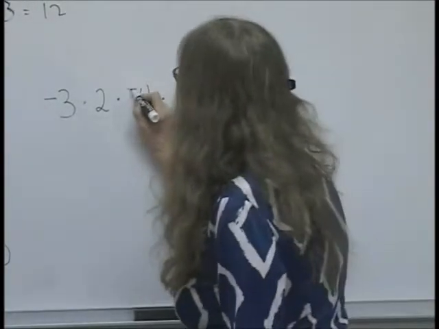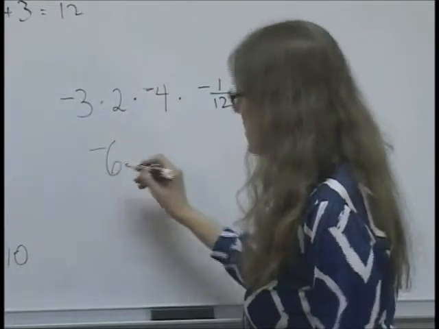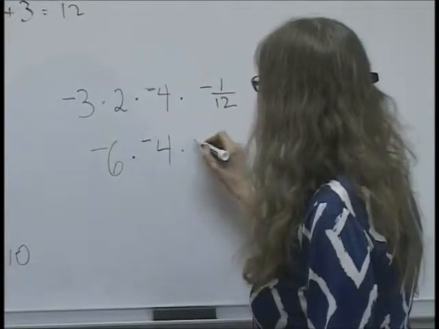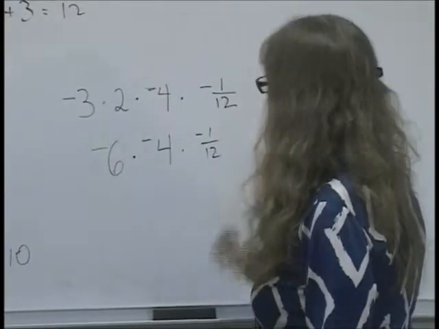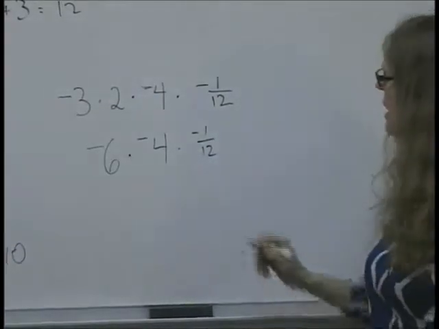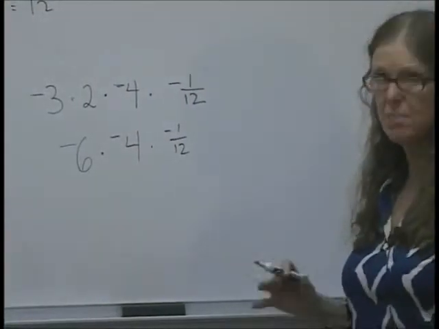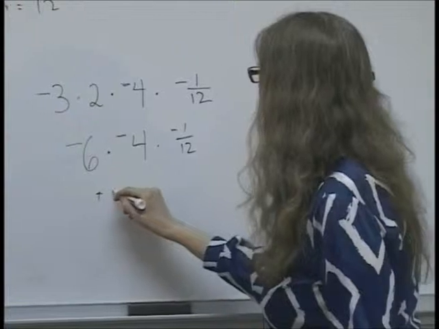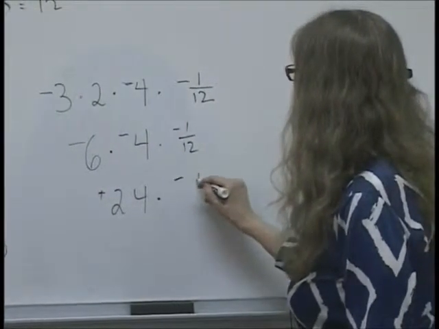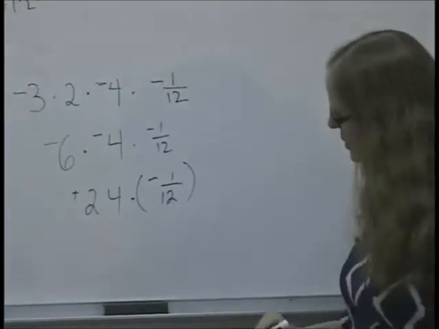The first thing I want to do is multiply negative 3 times 2, and that's minus 6, negative 6. Now I'm multiplying that by negative 4 times negative 1/12. Okay? All I did so far was I multiplied the first two together. Now let's multiply the next two together. A negative times a negative is a positive. So this is going to be positive 24 times negative 1/12. Okay, I'm just going to put that in parentheses so it's a little clearer.